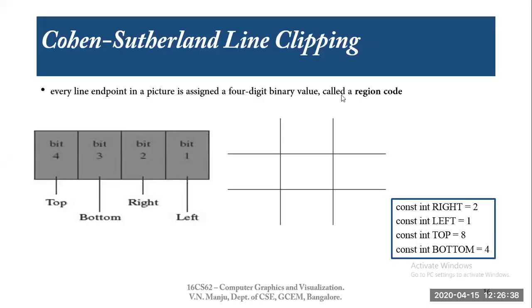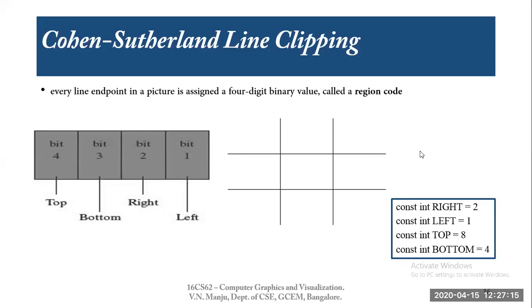Cohen-Sutherland line clipping algorithm. When I talk about the Cohen-Sutherland line clipping algorithm, we divide the plane into regions like this. For every point, we will find a region code. What is this region code? It is a 4-bit code, so we have a binary value: 1, 2, 3, 4. Four bits are there, and each bit represents something: top, bottom, right, and left.